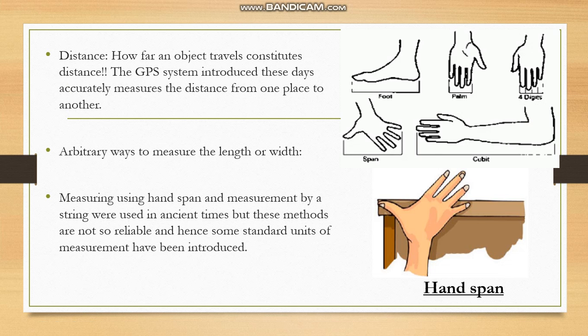Arbitrary ways were used to measure length or time. In earlier days, people used body parts like handspan, cubit, foot, and palm for measurement, and also a string or a thread, in ancient times. But these methods are not reliable and not accurate. Some standard units of measurement have to be introduced.